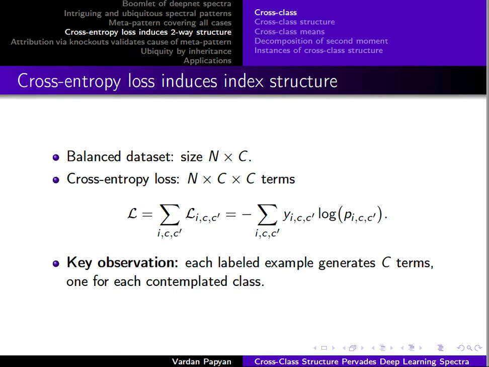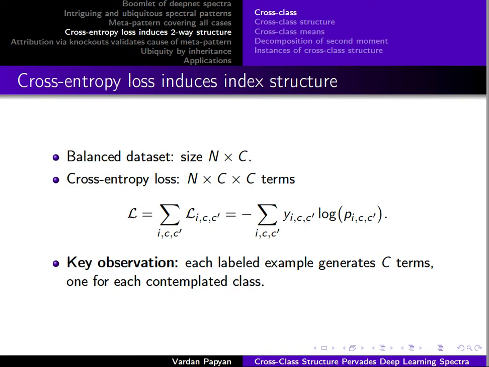P_ic' is the probability predicted for the ith example in the c-th class to belong to class c'. So essentially, c and c' are a pair of indexes that you could think of as encoding your confusion matrix. Now, there's a key observation: each one of your examples in your data set has to be confronted with all the possible classes it could be confused as. And so there is a set of C terms that correspond to these different confusing classes. And I'm going to call c' in what follows a cross-entropy class, or in short, a cross-class.